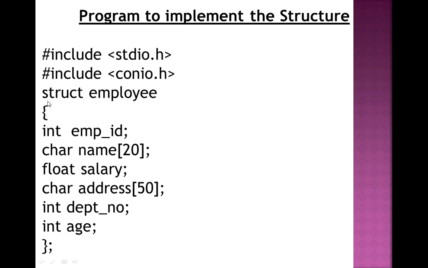Then there is a struct. This is your struct employee, curly brace start, int employee ID. This is your keyword and this is your structure name. Then it starts with int employeeID, char name[20], which is 20 characters from 0 to 19, float salary, char address[50], int department number, int age, and then curly brace close and terminate with a semicolon. This is the way we can declare the structure.